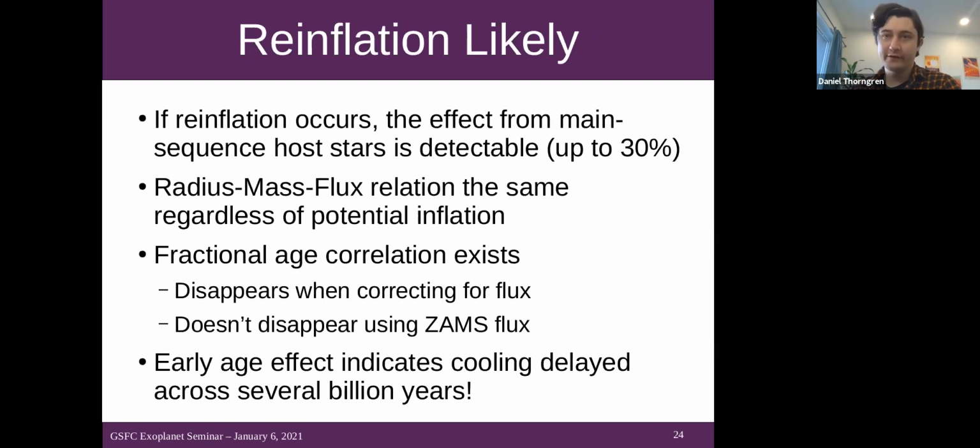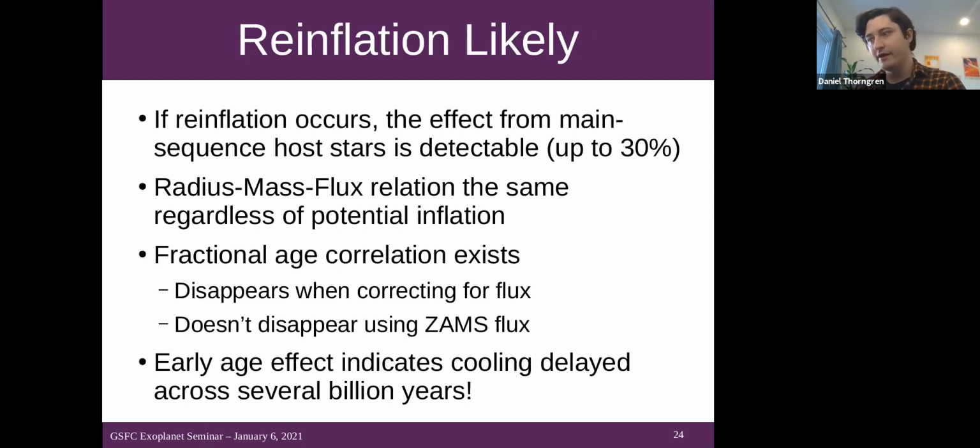Interestingly, if you try using the zero age main sequence flux, which we estimate from our stellar models, that does not cancel out the fractional age effect. And that makes sense because the fractional age effect is talking about how much we have brightened since we entered the main sequence. If you're just using the flux at the main sequence, it does give you a good general idea of how bright the star is. Certainly, if you're going from an F star to a K star, you're going to have a dramatic decrease in brightness and therefore lower flux and therefore smaller planet radius. So this is still useful information we're giving it. But because the subsequent brightening matters, the fractional age correlation is still there after we do it.